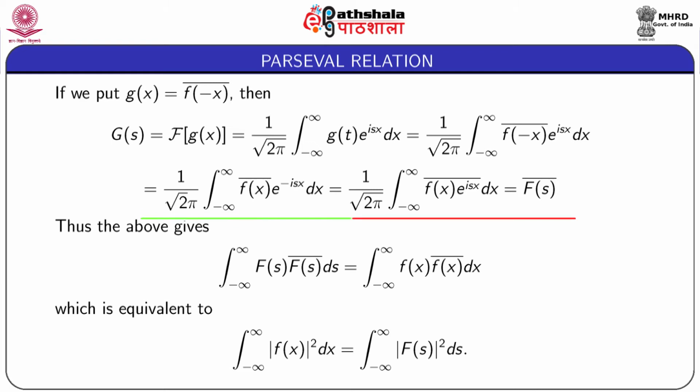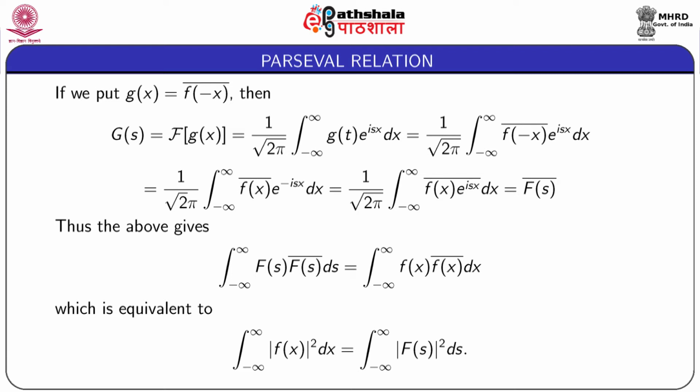So this result can be written as 1 by root 2 pi integral minus infinity to plus infinity complex conjugate of f(x) e to the power isx dx, and that is equal to capital F bar s. So, we find that capital G(s) is equal to capital F bar(s) if we put small g(x) equal to small f bar of minus x.